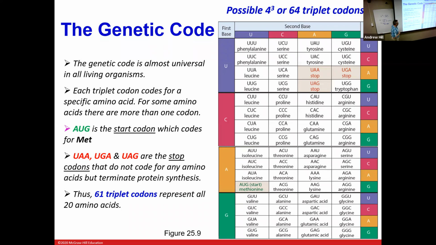It has to be methionine. Okay, and then how do we stop the process? Well, we have these codons that are actually grouped together: UAA, UGA, and UAG. All of these are the stop codons. They do not code for an amino acid. They just tell the ribosome to stop making proteins.